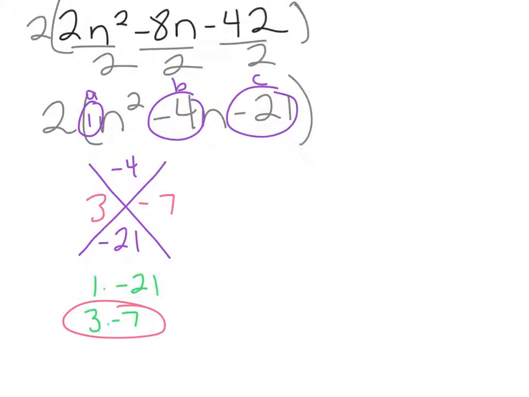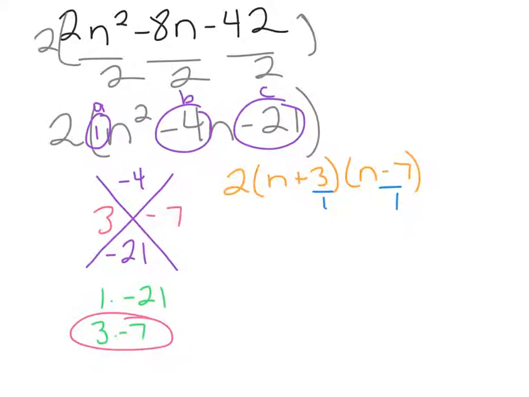Now we can write our two binomials. Remember, this 2 we're going to keep. And then you have n plus 3 and n minus 7. Then we need to divide the n's by a, which in this case is a 1. Now we simplify each of those fractions. You get n plus 3 and n minus 7.